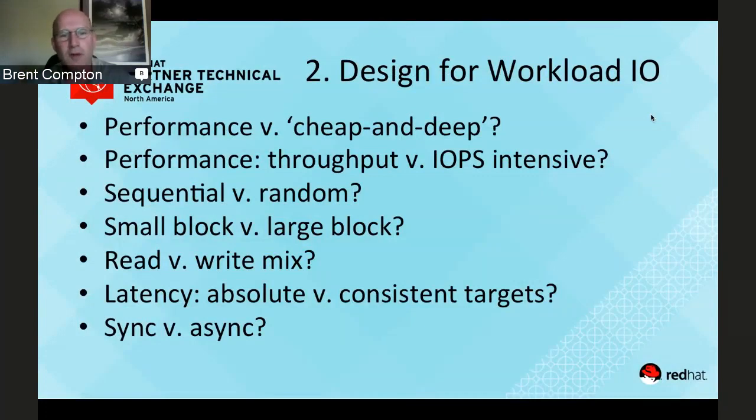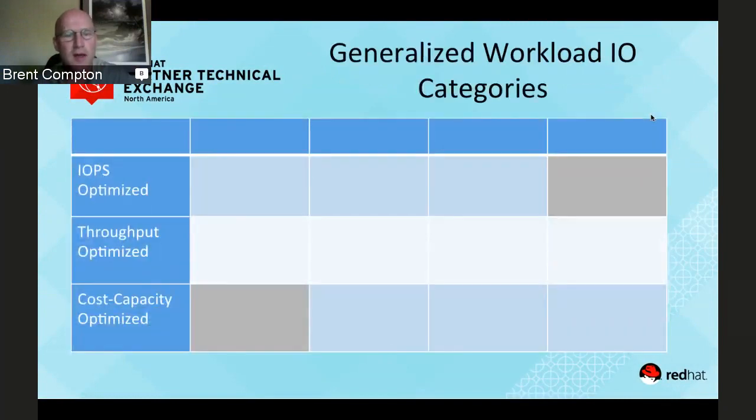And so all these considerations, in the reference architecture work, we try to say, okay, on this slide, in this 4x3 matrix, the rows are very coarse-grained, generalized workload I/O categories: IOPS optimized workloads, throughput optimized workloads, and cost capacity optimized workloads. Obviously, within a single cluster, you might have different pools carved out for different workloads, but this helps us identify reference architectures which are optimal for these different types of workload I/O categories.